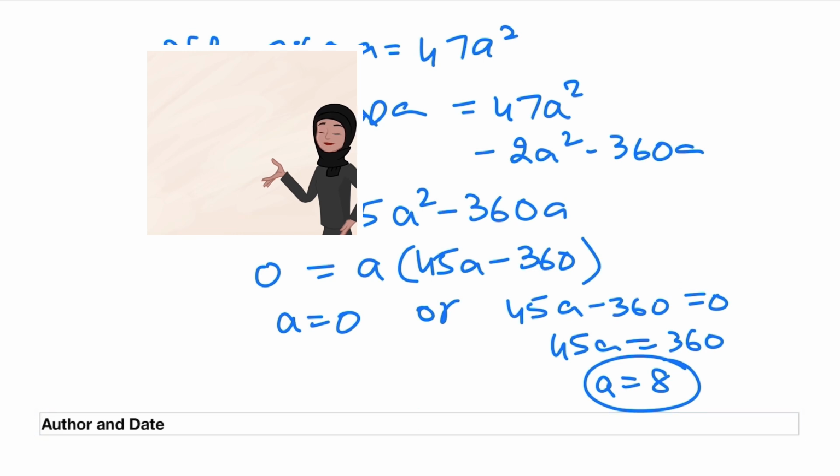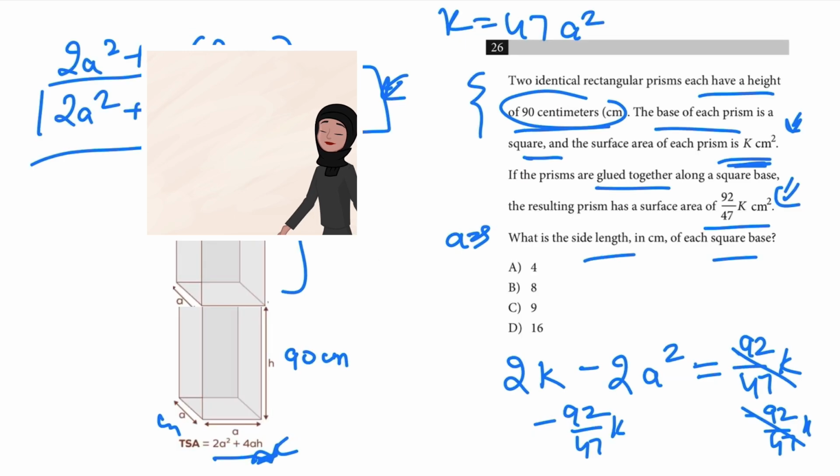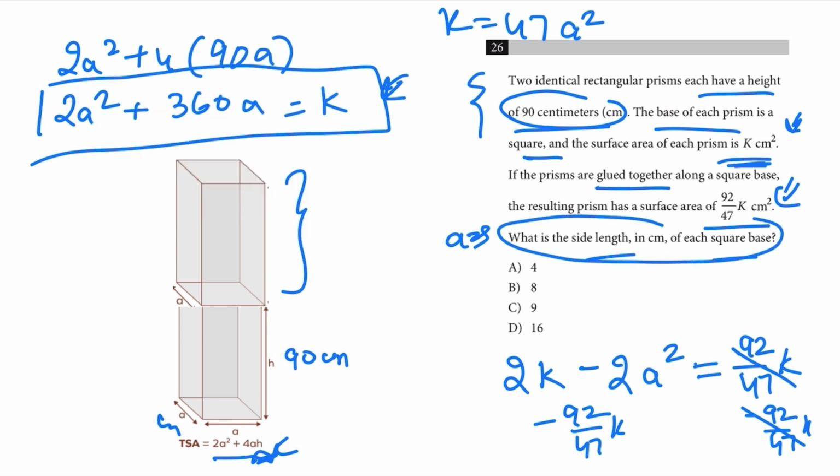Which also means that the side length of a rectangular prism cannot be 0. So this answer we cannot take. It has to be some value. So the length of each square base is 8 centimeters. So this is what we solved for. As you know, a is the one which represented the side length, and that is what we had to solve. What is the side length in centimeters of each square base? So we'll have to go with answer choice B.